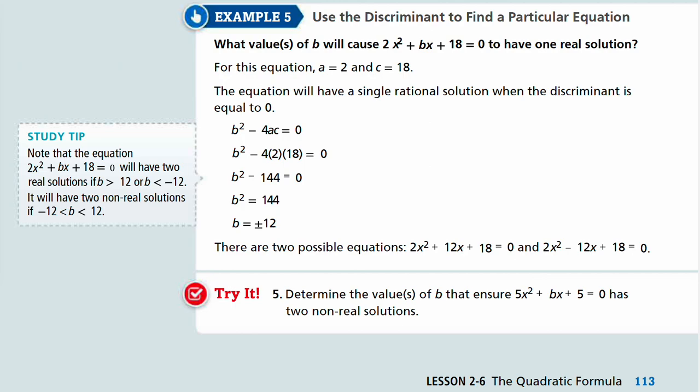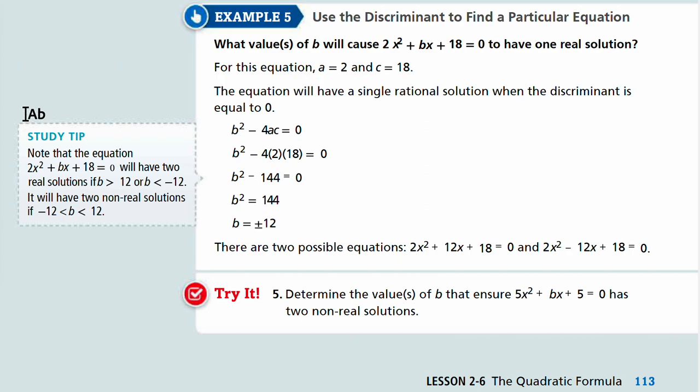So we learned about the discriminant in example 3, and we learned how to interpret that in a context in example 4. So we'll look at the discriminant again. When we're talking about the type of solutions, one real solution, how many solutions we're going to have for quadratics, that's when we will use the discriminant. So in this example, we're going to use the discriminant to find a particular equation.